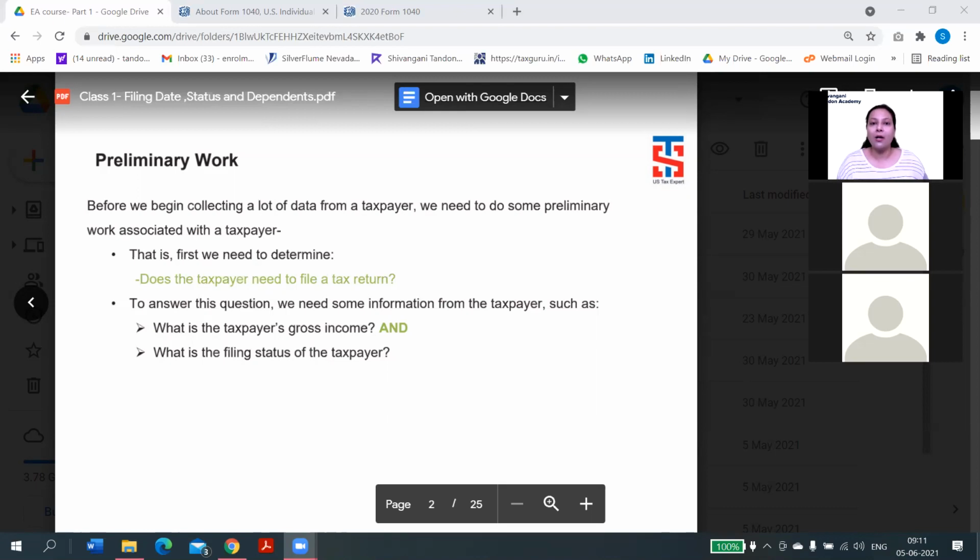Now it is completely depending on the client. If they are not disclosing the entire information to you, you will be on the safer side, and the client will face any penalty from the IRS.